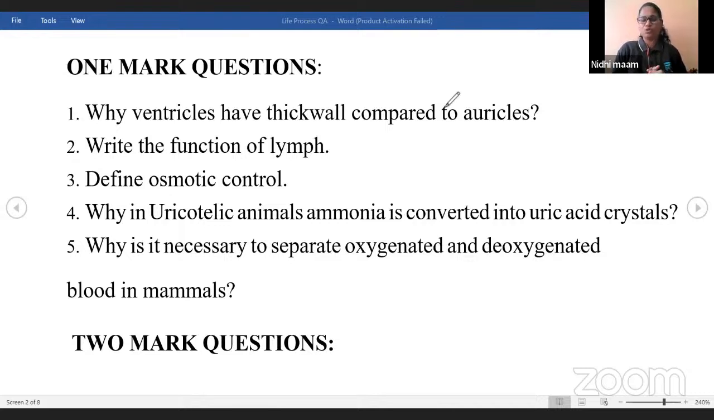Think over it. A very easy question. Uricotelic animals, what are the examples of uricotelic animals? Which are the examples of uricotelic animals?